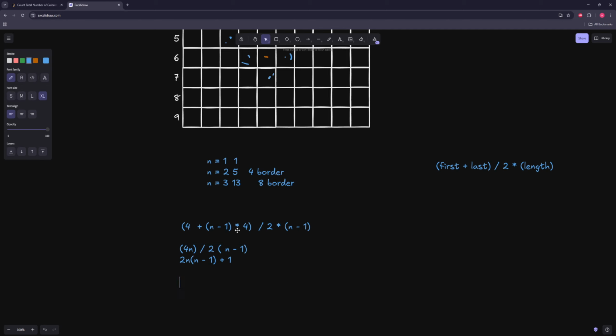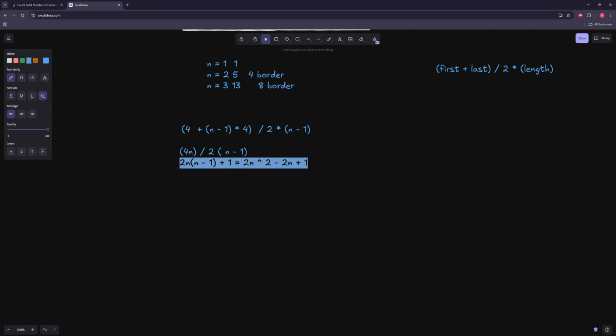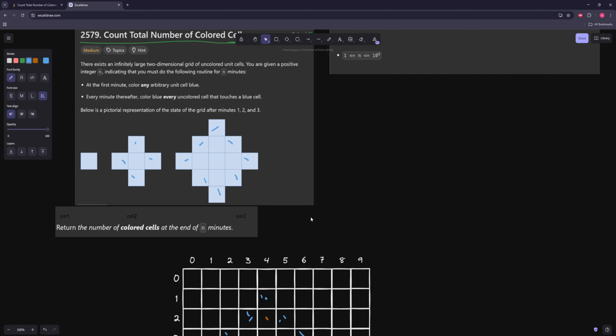Okay, so that part's good. Is this good as well? This is 4n, equal, okay, 2n times n minus 1. It seems correct to me. Then this ends up being 2n squared minus 2n plus 1. Okay, so let's try this for these examples now. This is going to be our equation, and let's see what we get for bigger numbers.